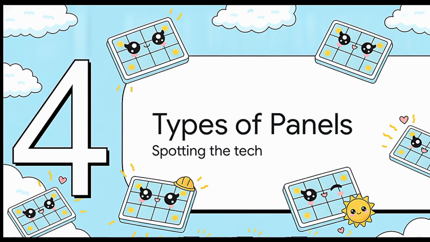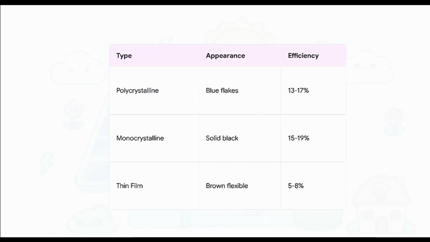All right, let's jump to section 4, types of solar panels. Next time you're taking a walk around your neighborhood, look up, because you can actually tell exactly what tech your neighbors bought just by looking at the roof. Basically, there are 3 flavors. Polycrystalline panels are the ones with that shattered, flaky blue look.